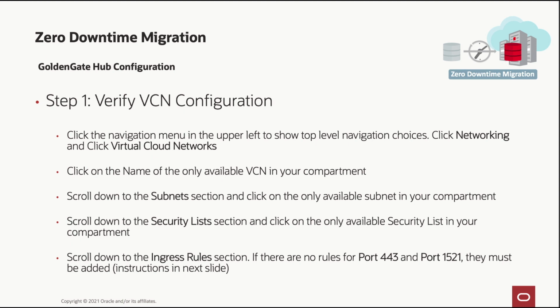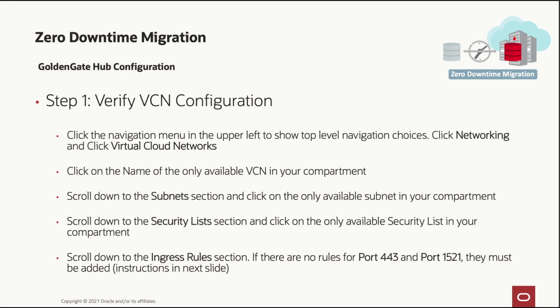Now, before configuring and deploying the Golden Gate Hub, it's important to verify your VCN configuration, or your virtual cloud network configuration. In order to do that, you will go back to your Oracle Cloud Infrastructure account, go to the menu in the upper left and click on Networking, and then click on Virtual Cloud Networks. You can then see what VCNs are in your compartment, go to the subnet section, then go to the security list section, and then go to ingress rules.